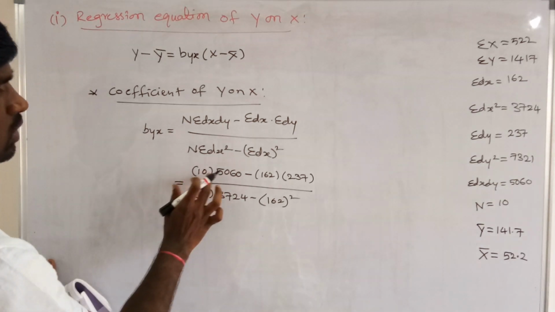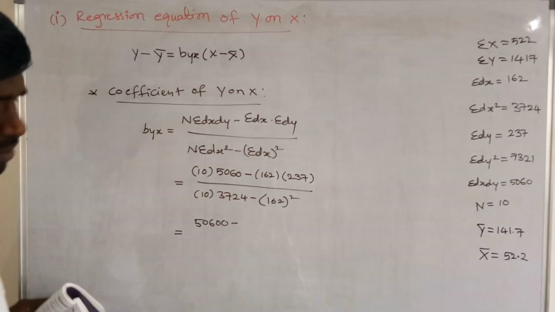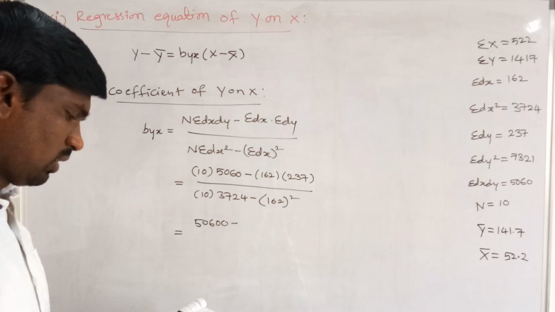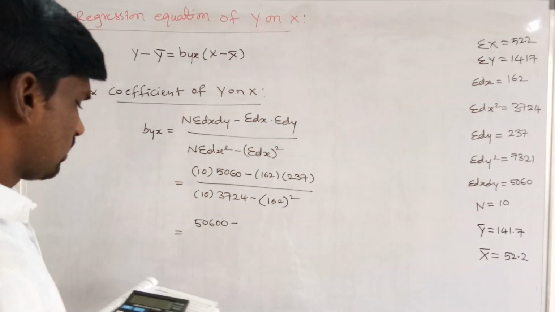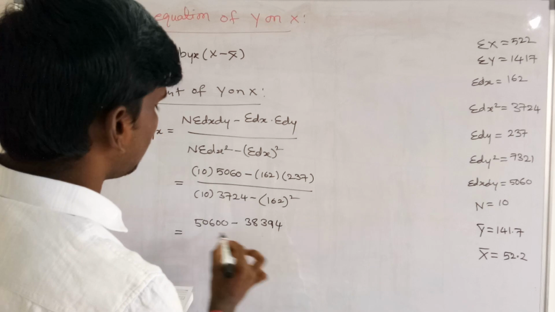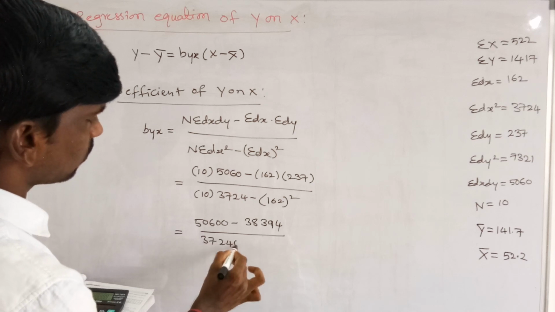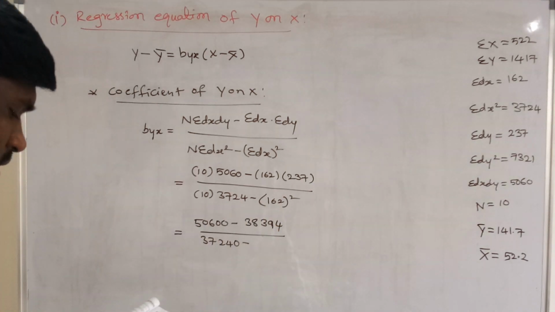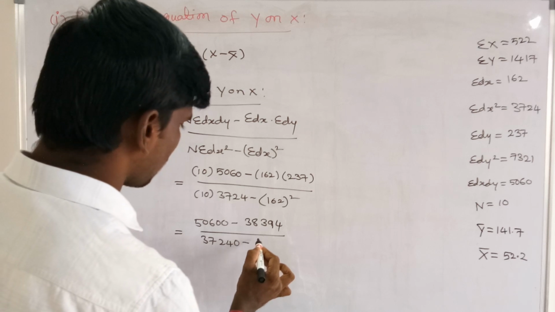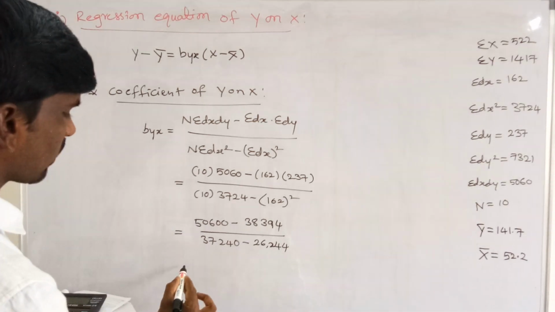This is equal to 10 into 5060, that is 50,600, minus 162 into 237, that is 38,394, divided by 10 into 3724, that is 37,240, minus 162 square, that is 26,244.